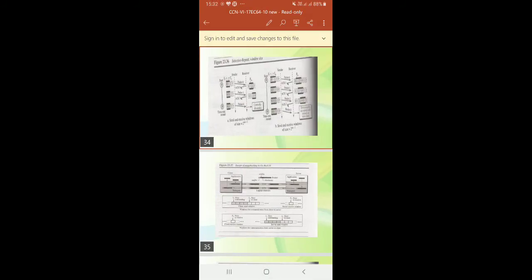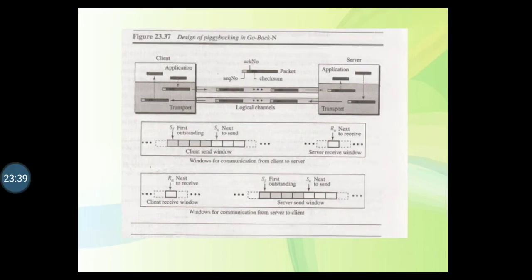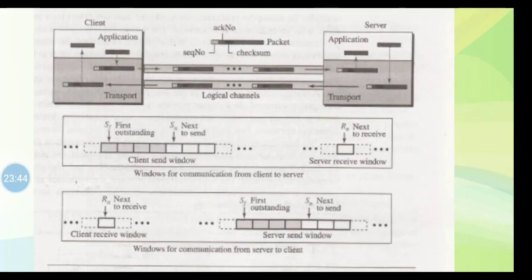Next, we'll see about bidirectional protocols, which is piggybacking. Bidirectional protocol piggyback. Data packets flow in only one direction and acknowledgements travel in the other direction.